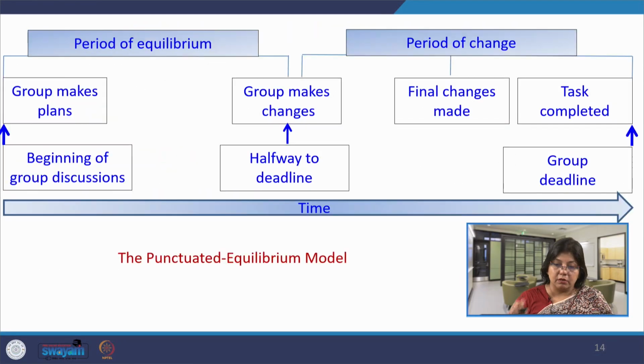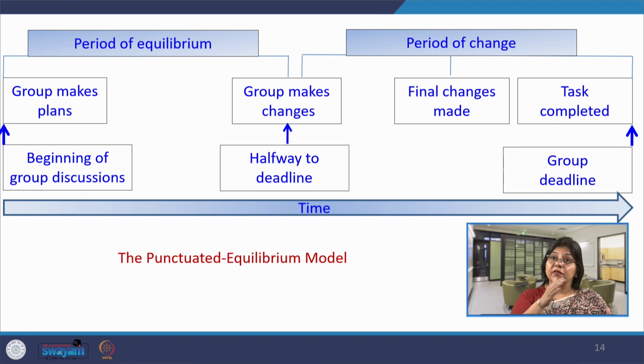So, I will just take you to this diagram where the group has plans and they reach the middle point of the group functioning, where they realize that they have made certain mistakes and maybe they have to revise their plan. Till that time they follow their own plan, and as soon as they experience some kind of hurdle or obstruction in the group functioning, they tend to revise.